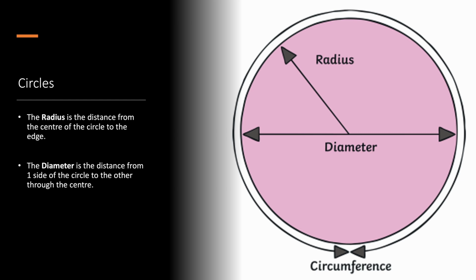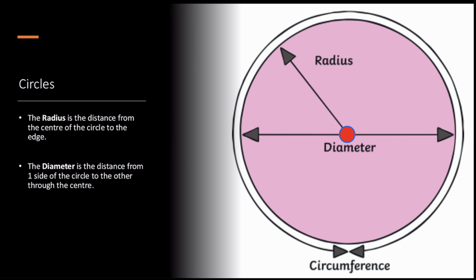Circles, you can basically define them using two things, either the radius or the diameter. The radius is simply the distance from the center of the circle to the edge, and the diameter is the distance from one side of the circle to the other through the center. That's very important. If it doesn't go through the center, for example, a line like this, then that is what we call a chord. But we will not be talking about those right now.